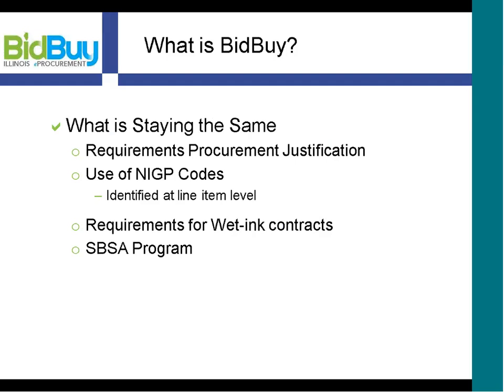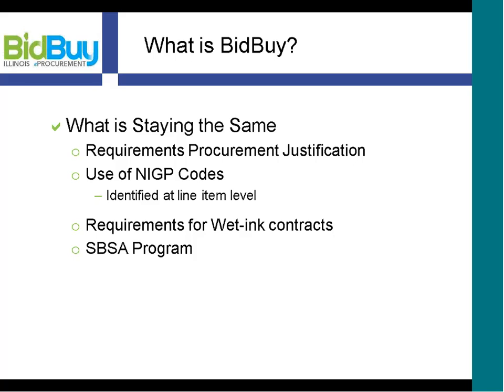Also staying the same is our use of NIGP codes, an acronym that stands for the National Institute of Governmental Purchasing. Those are commodity and service codes that many states use, national codes. And just like searching for a vendor in the Illinois Procurement Gateway by those codes, you'll also be able to search for vendors and basically enter your procurements in this system by use of those codes.